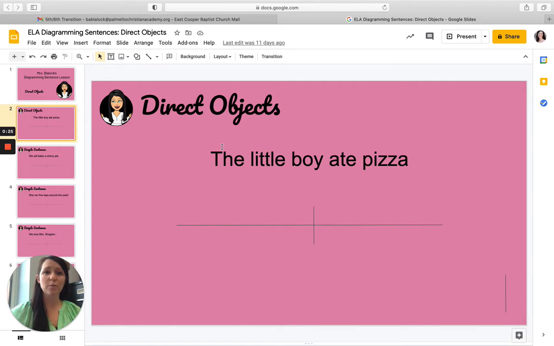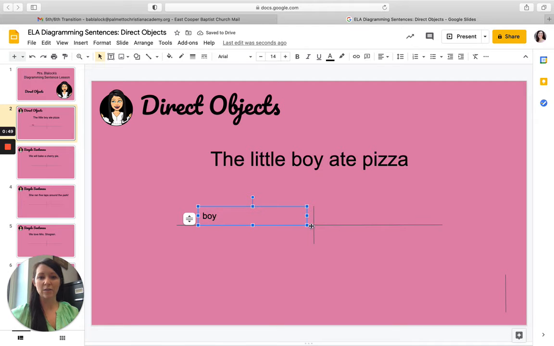And we're going to start the same way we did when we diagrammed subjects and predicates. Just simple subjects and simple predicates. So if you look at the sentence, try to find the one word that the sentence is about. It's going to be a noun, a who, or a what. And go ahead and say that word or think about it in your head. And the word is boy.